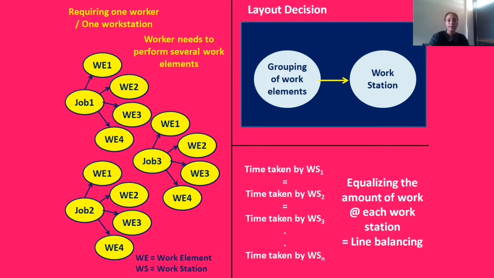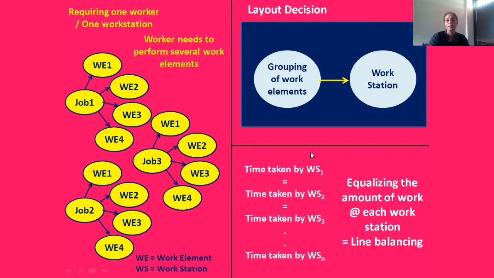Generally, one laborer or one person and one machine is required to do a particular work element. One work element can be assigned to one worker and one machine, but one worker and one machine can perform more than one work element. So in line balancing, the work elements are grouped and assigned to workstations.